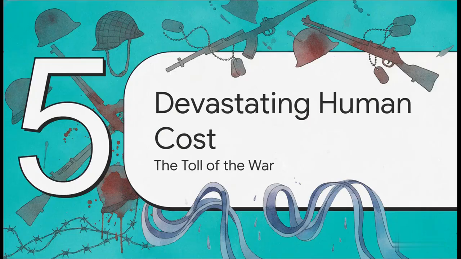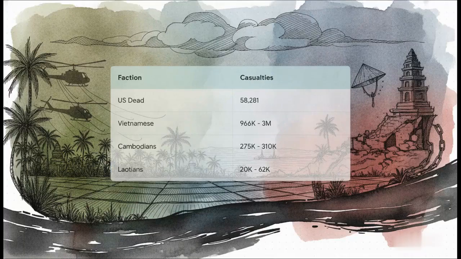To truly grasp the magnitude of this explainer, we have to look at Chapter 5, the devastating human cost. When you just let the cold, hard numbers speak for themselves, the tragedy is honestly overwhelming. It devastated multiple nations across all of Indochina. The United States lost over 58,000 service members. But when we look at the regional impact, the numbers are almost incomprehensible.